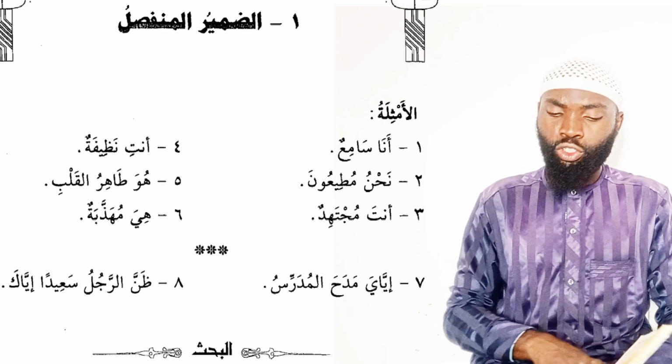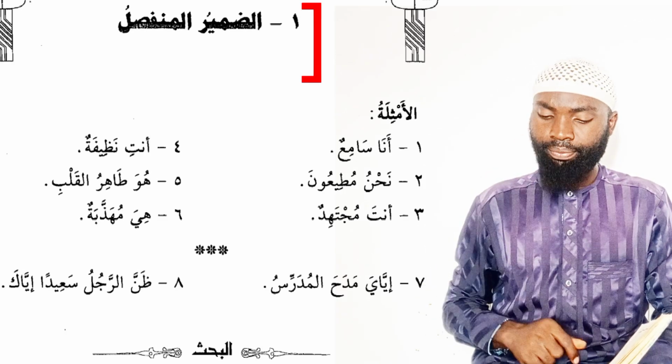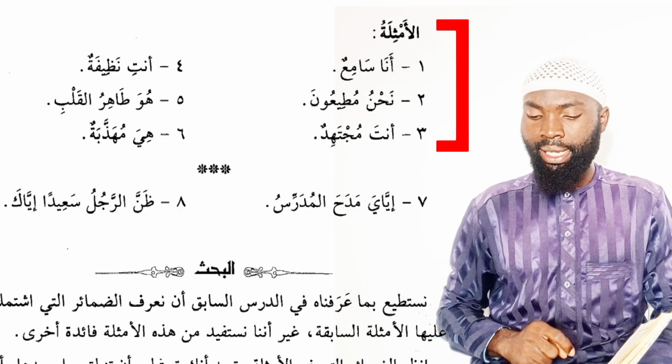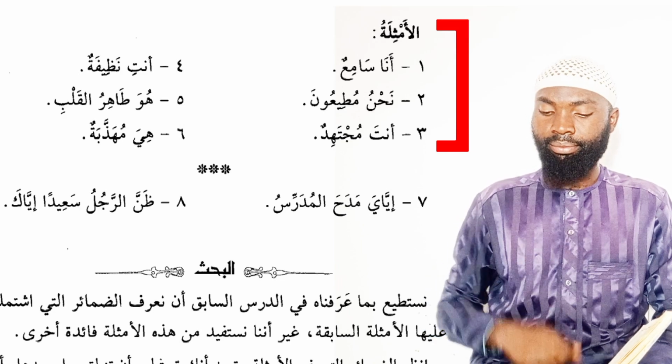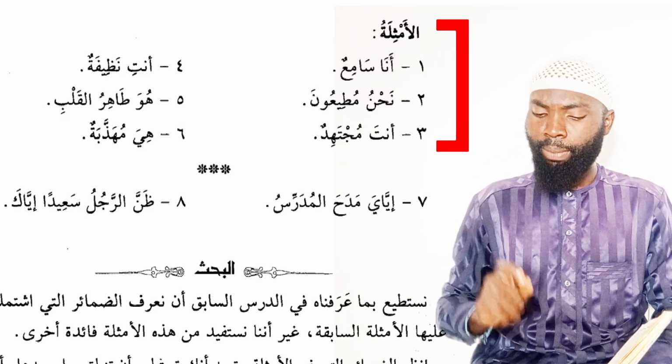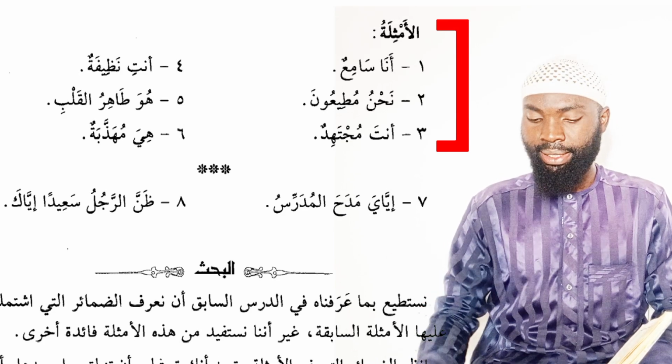We have the topic ad-damirul munfasil, the detached pronoun. Al-amthila, we have examples here. The first one says, ana sami'un, I am listening. So the word ana is used. Number two, it says, nahnu muti'un, we are obedient.